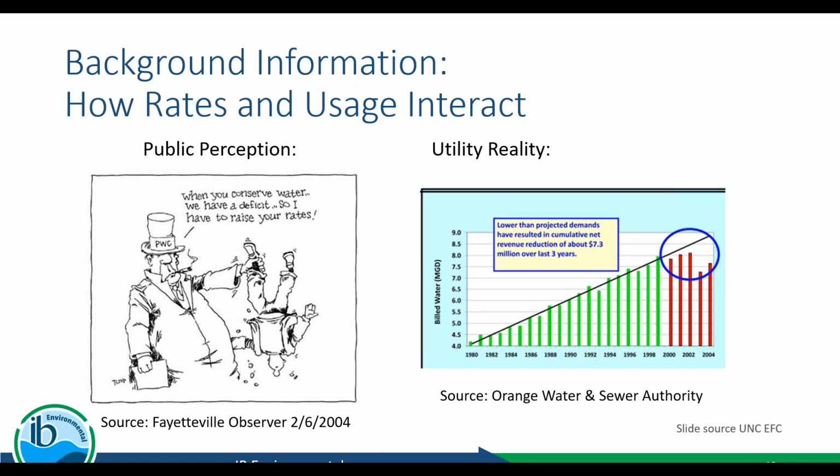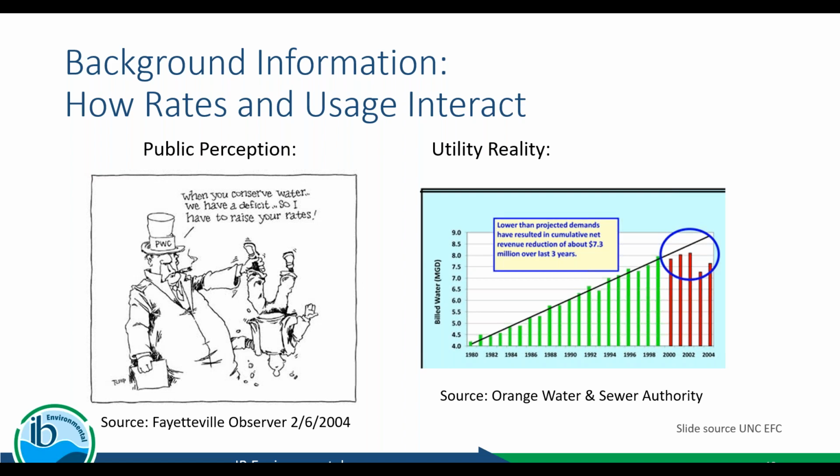So going back here to the background information continued and how rates and usage interact, this is an interesting slide that comes from two examples in North Carolina. Fayetteville is a city in North Carolina, and a long time ago now, in 2004, there was this cartoon in the newspaper that I think reflects public perception of water utilities, unfortunately. So you have this guy who seems wealthy and has his pockets lined with money, and he's telling this poor little guy, the consumer, that when you consume less water, we have a deficit, so I have to raise your rates. And he's just shaking all the money he can out of him, right? So that's kind of public perception.